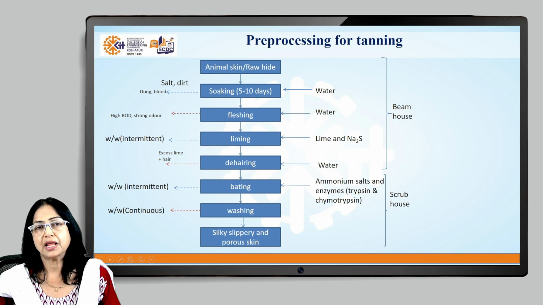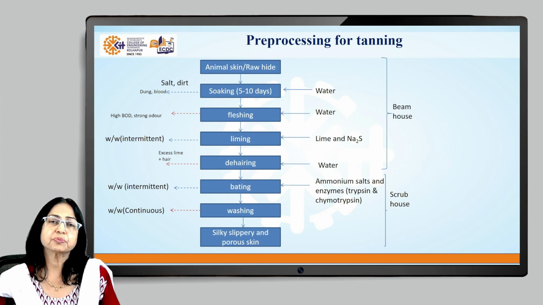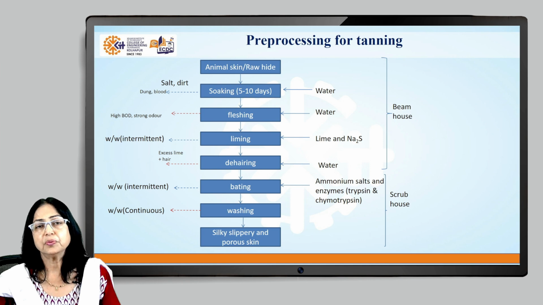The next process is liming, where lime and sodium sulfate are applied to the skin. This induces swelling in the skin, and because of the swelling, the next process of dehairing becomes easy. So now the skin with the lime is subjected to the dehairing process. The hair is removed from the skin. Now the induced swelling we need to remove.